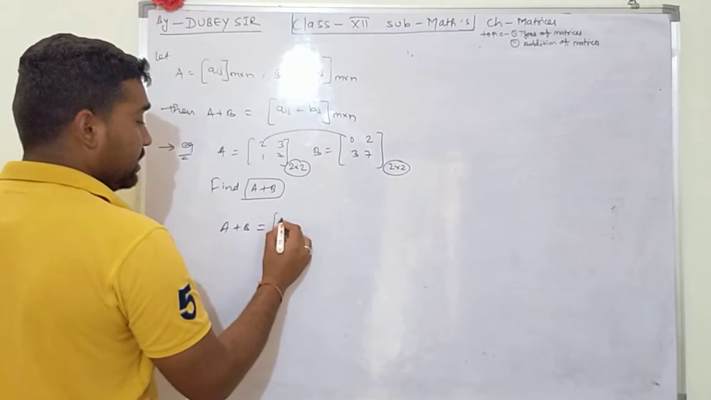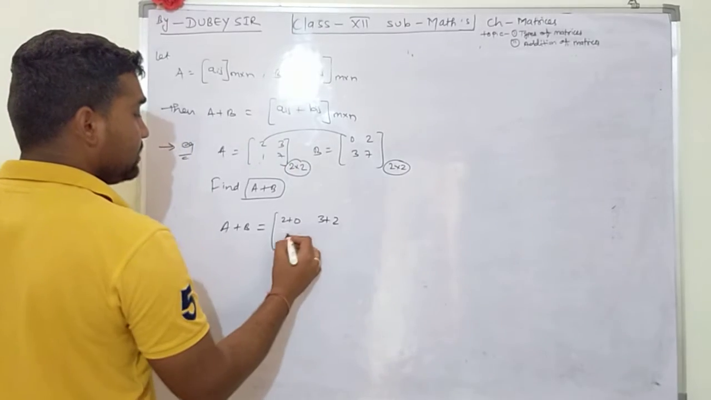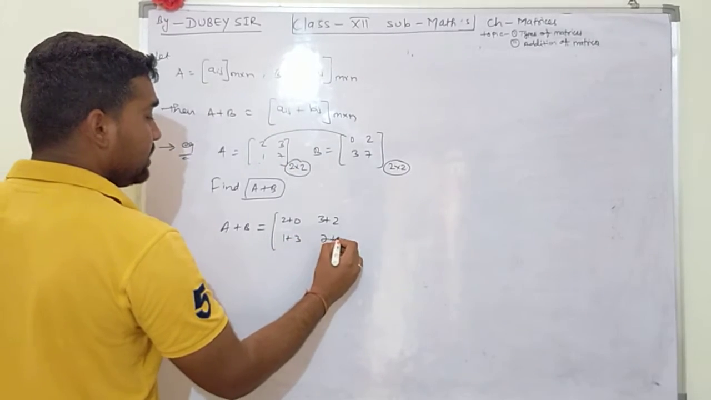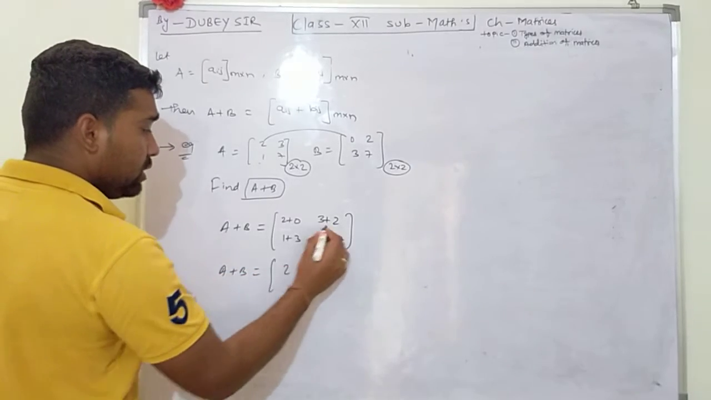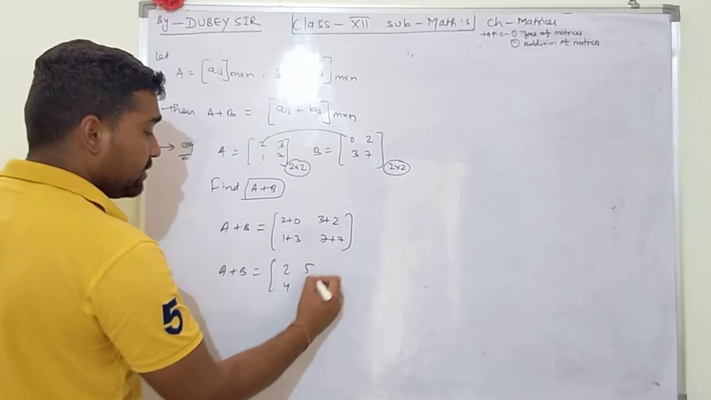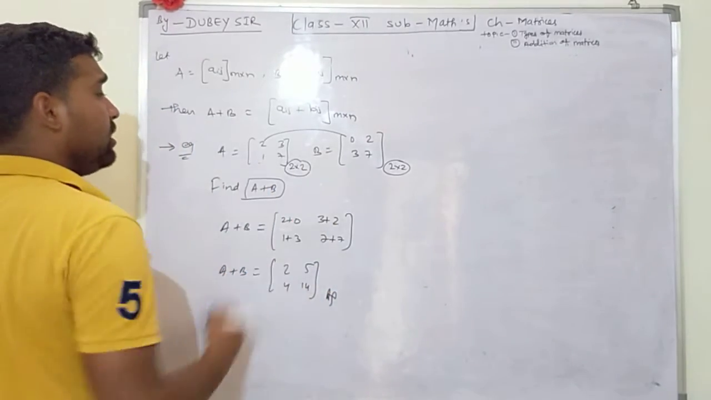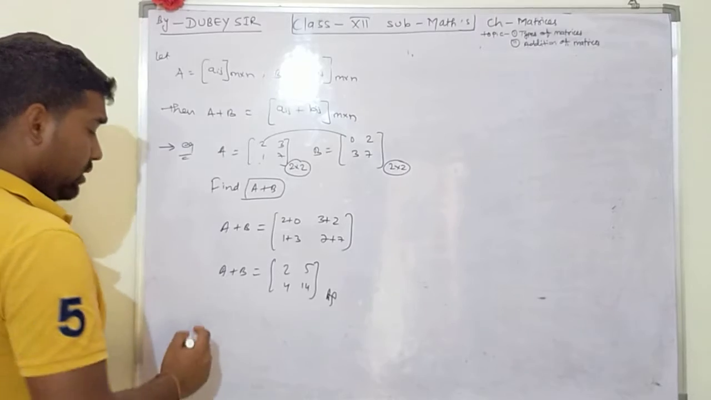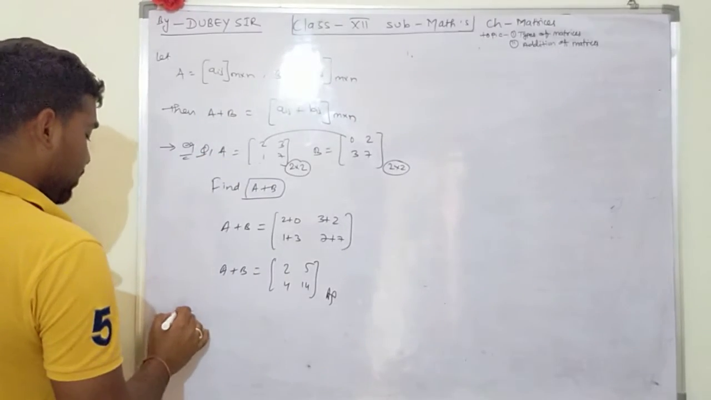Corresponding elements we add: 2 plus 0, 3 plus 2, 1 plus 3, and 7 plus 7. Then A plus B equals [2, 5; 4, 14]. This is the result of addition of two matrices. Now, this is question 1, example 1.